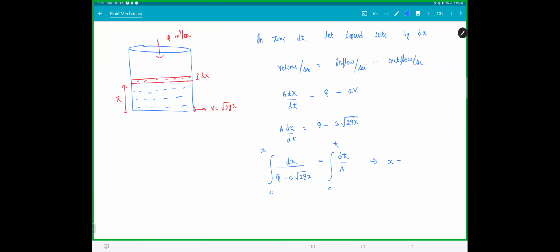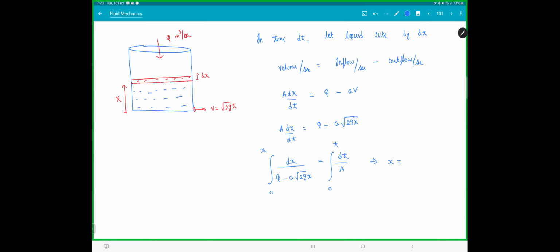The second part, how to find the maximum height. Like I said, that's an easy equation. Think about it. Initially, what is the height? 0. So how much liquid will go out? 0. So inflow is there, but there is no outflow. So 10 liters is coming in, 0 is going out. So what will happen? Height will increase.